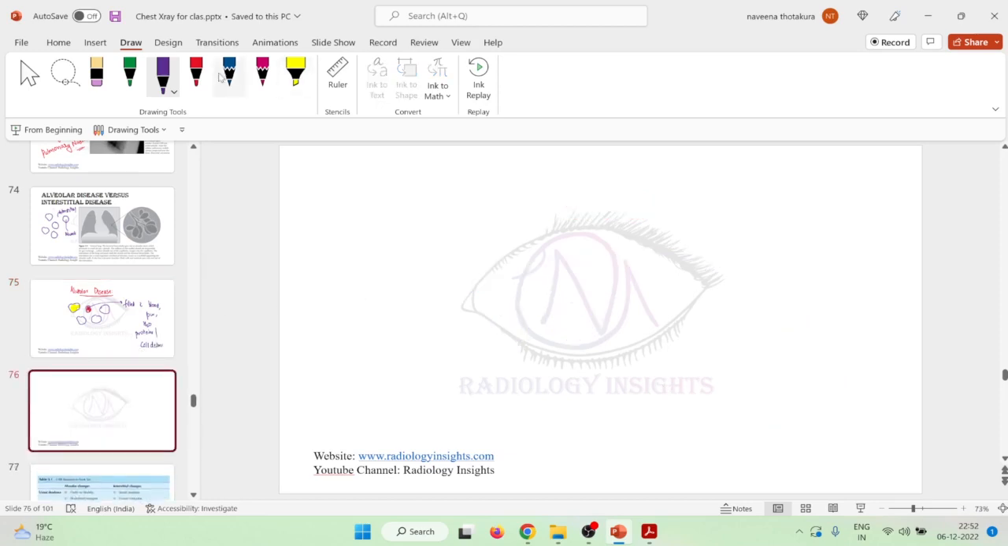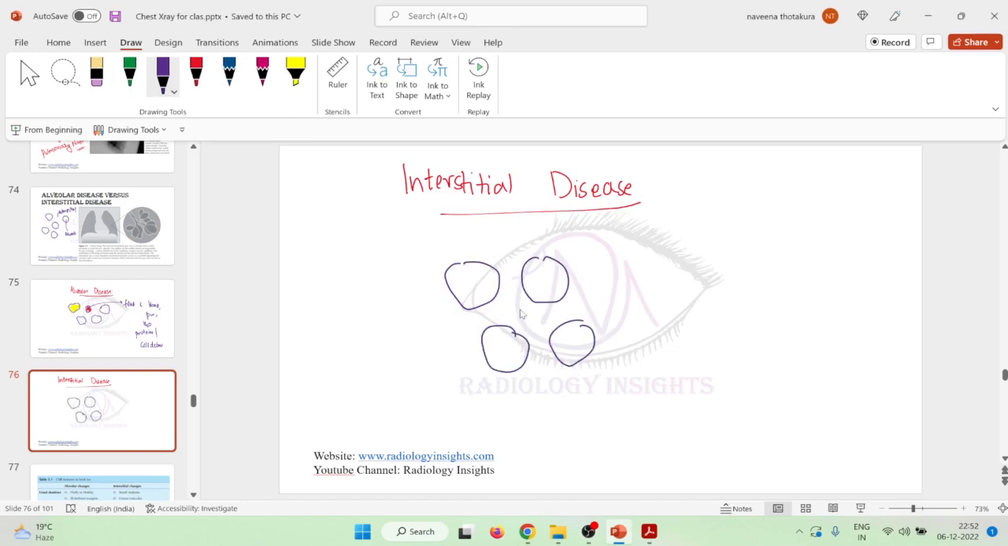Then when do you call that there is an interstitial disease? The interstitium is the area around the alveoli. This is nothing but the supporting tissue of the lung parenchyma. If this supporting tissue has disease, then we call it interstitial disease. Some diseases may involve mainly alveoli or mainly interstitium, or some may involve both equally. So based on it, we have both alveolar disease and interstitial disease.